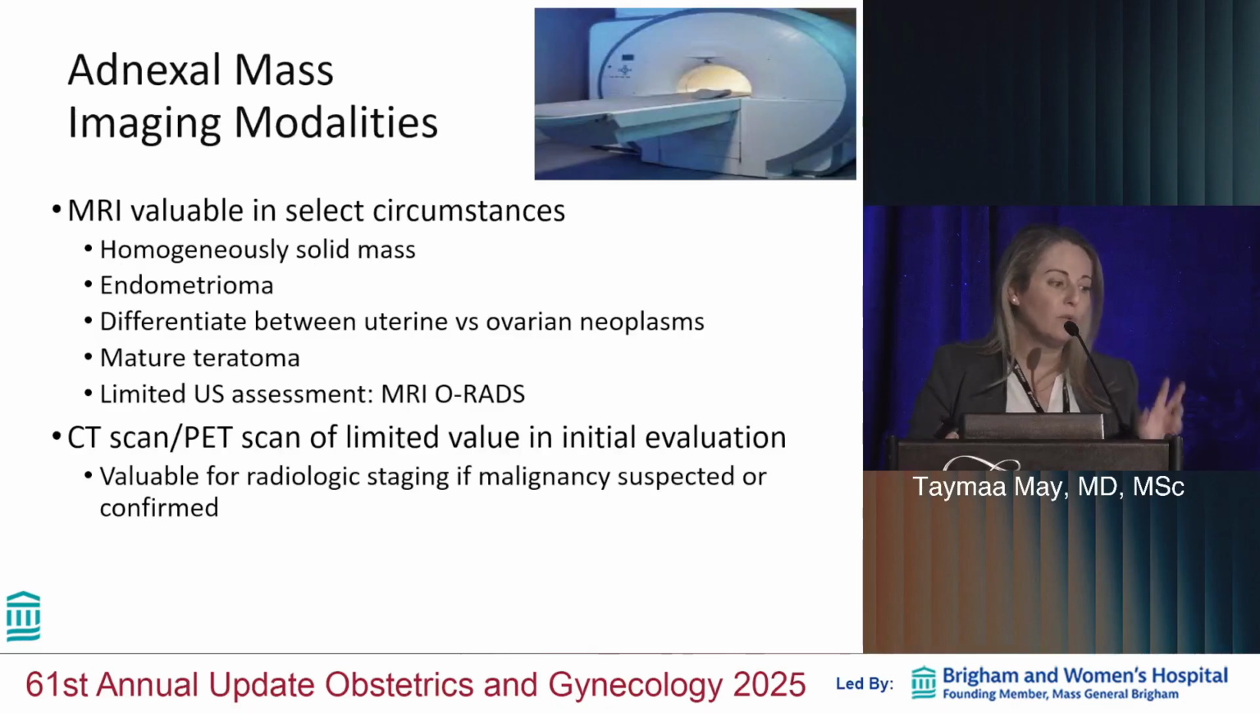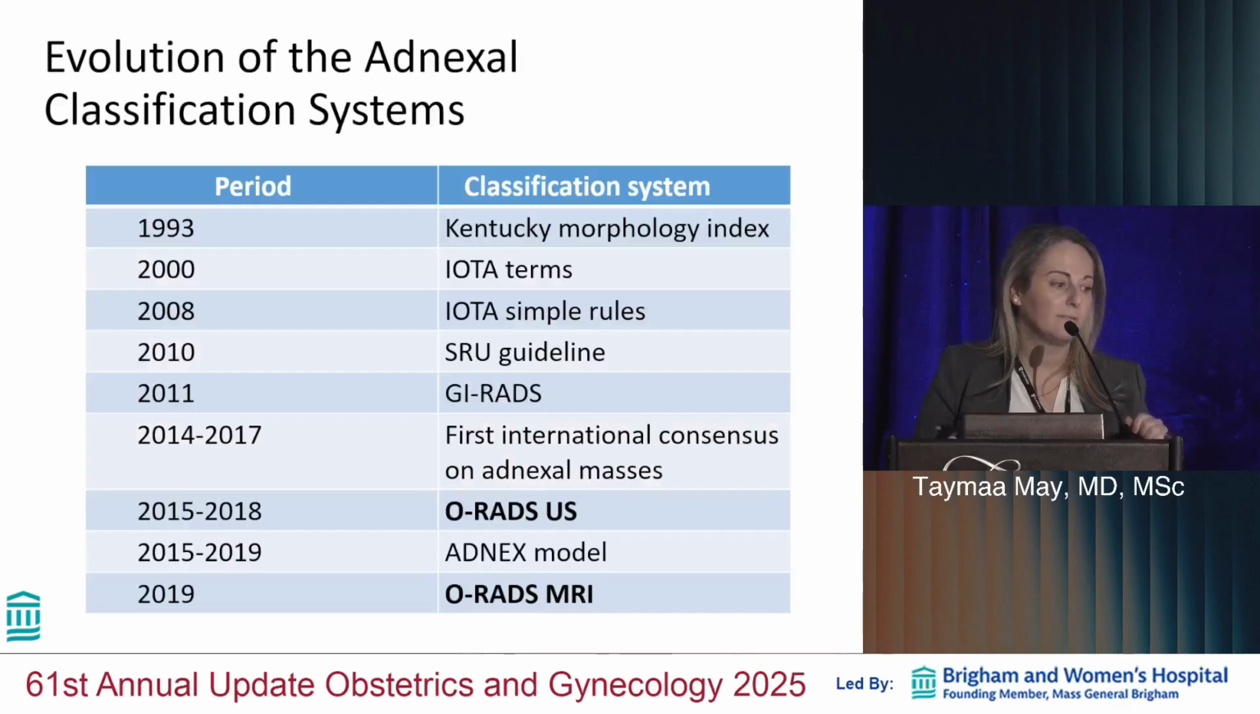MRI is valuable only in select circumstances. If it's a solid mass, for example, or endometriomas, sometimes it's helpful. It can differentiate between uterine versus ovarian pathology if you're not quite sure. Mature teratomas have limited assessment on MRI with O-RADS, which we'll talk about next. CT scan and PET scan have limited value with an isolated ovarian neoplasm unless you're trying to stage the patient or you obviously want to rule out metastatic disease.